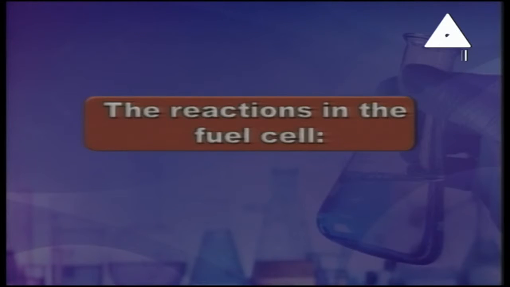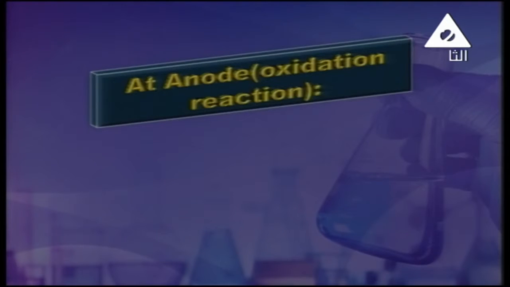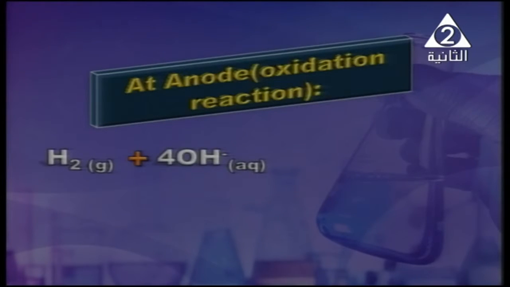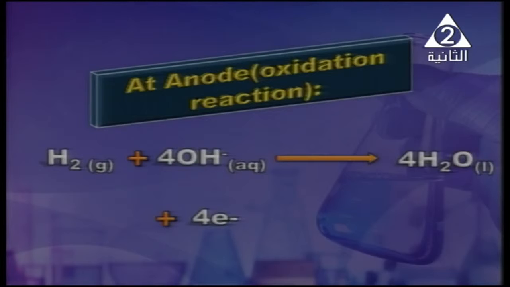Okay. Now we will identify the reactions in the fuel cell. What are the reactions that take place in the fuel cell? At the anode, oxidation reaction: H2 gas plus 4OH negative aqueous gives 4H2O liquid plus 4 electrons, and the oxidation potential of hydrogen at the anode equals 0.83 volt.